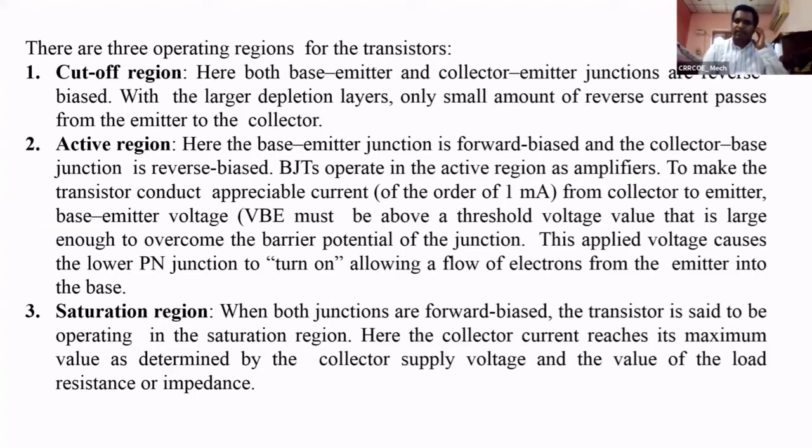We have three regions. In the first region, both junctions are reverse biased. In the second region, one junction is forward biased and the second junction is reverse biased. The third one is the saturation region, in which both junctions are forward biased. The transistor operates in any one of these regions, and based on that region, the application of the BJT is different. Now we see the working of BJT.